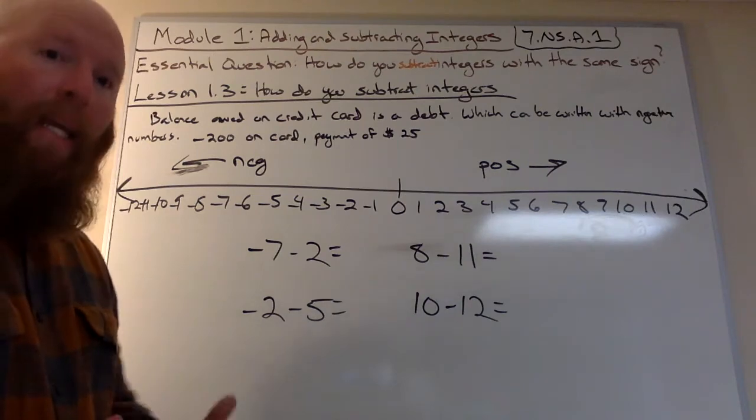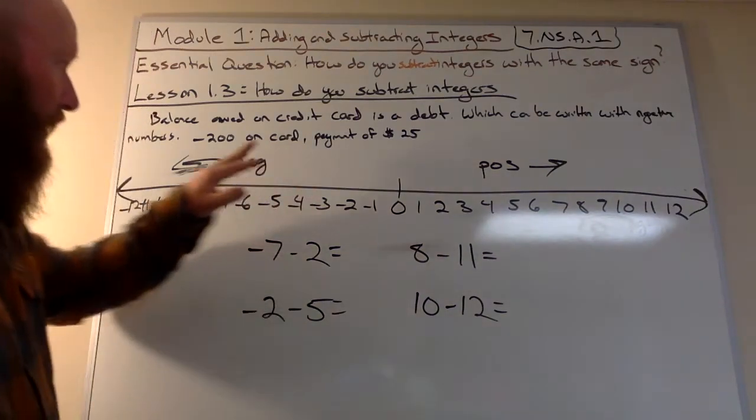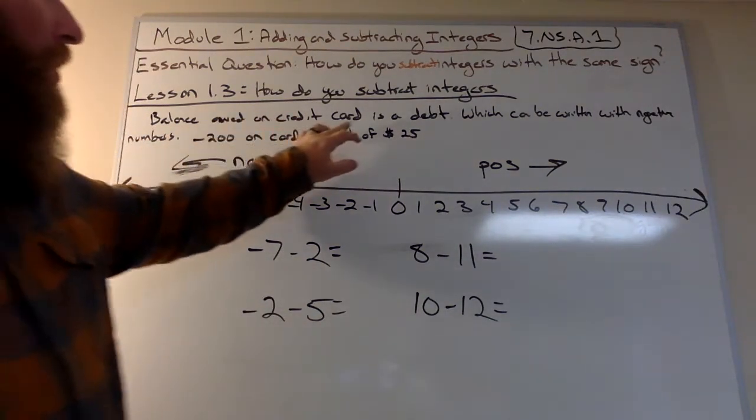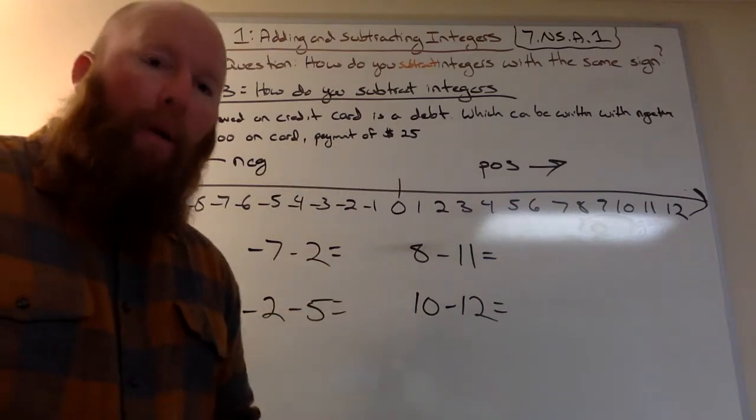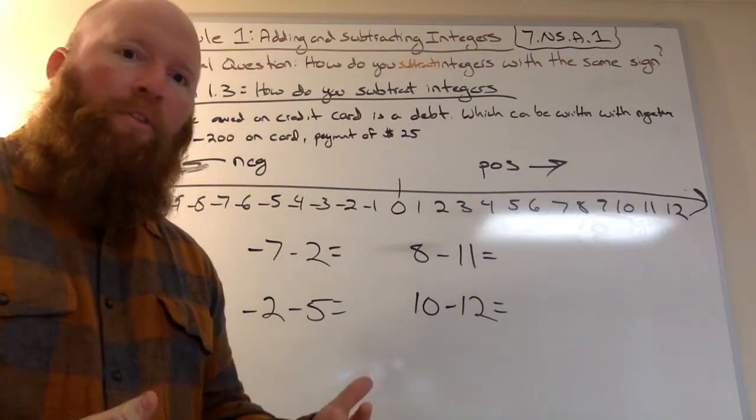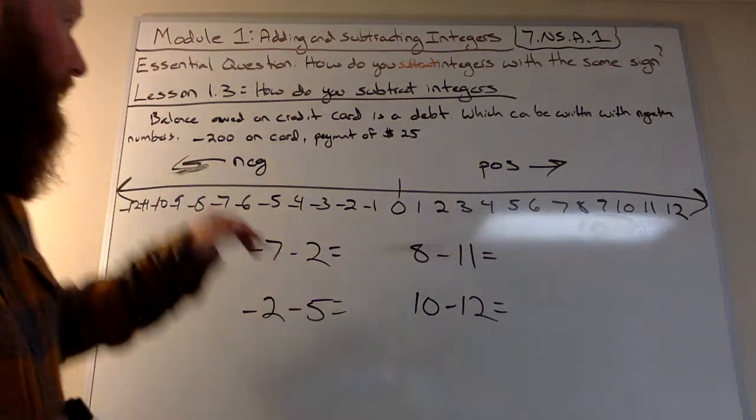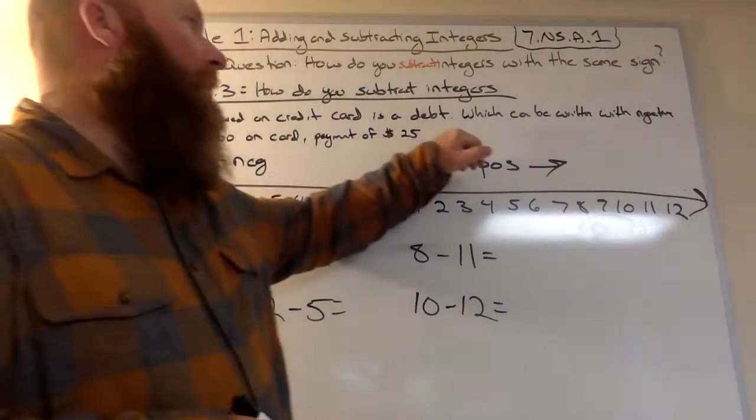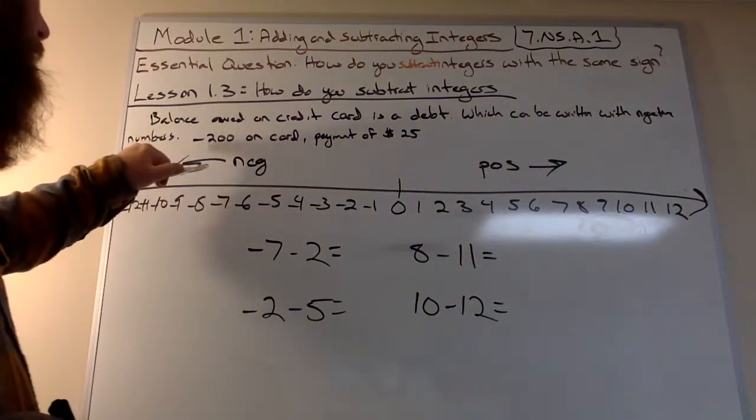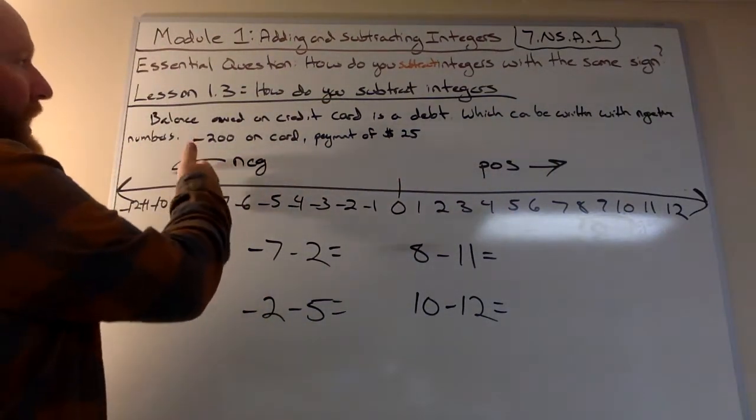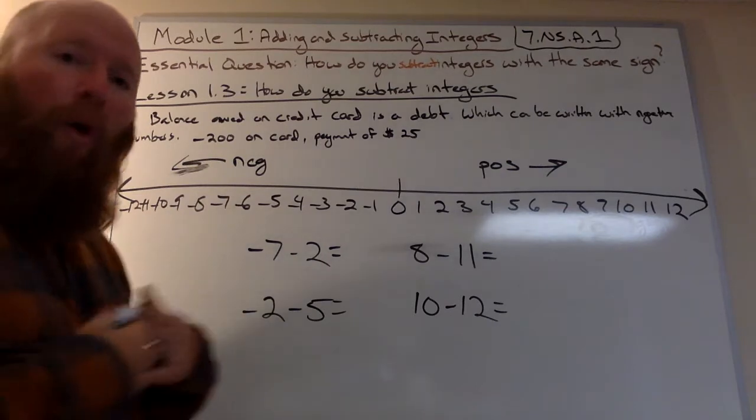That's why a lot of people can get in credit card debt, which right here, balance owed on a credit card is debt. That means that you owe this money to the bank. Okay, it's just not yours to spend and then not pay the bank back. You have to pay the money or there are penalties. So balance owed on a credit card is debt, which can be written with negative numbers. So if I had negative 200 on a card, that's what I owe the bank.